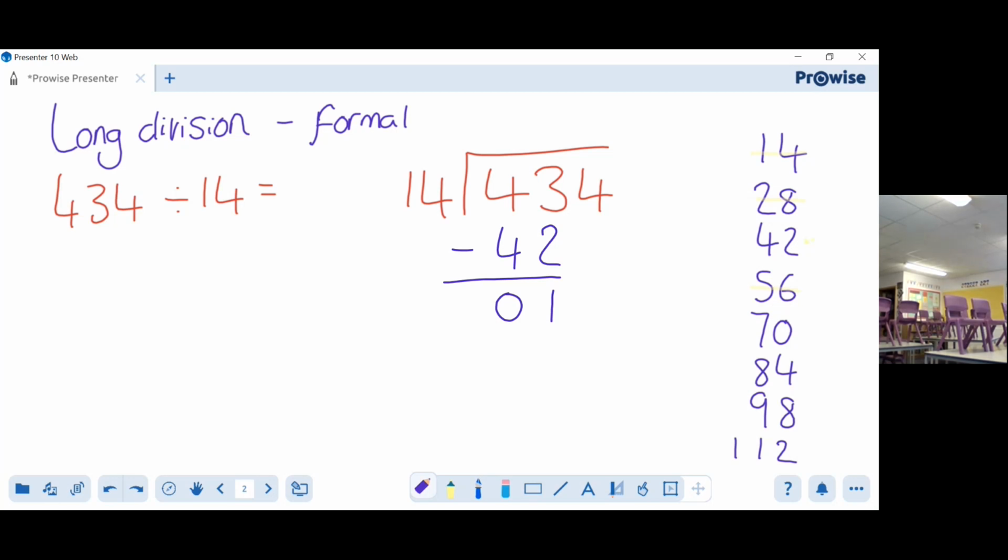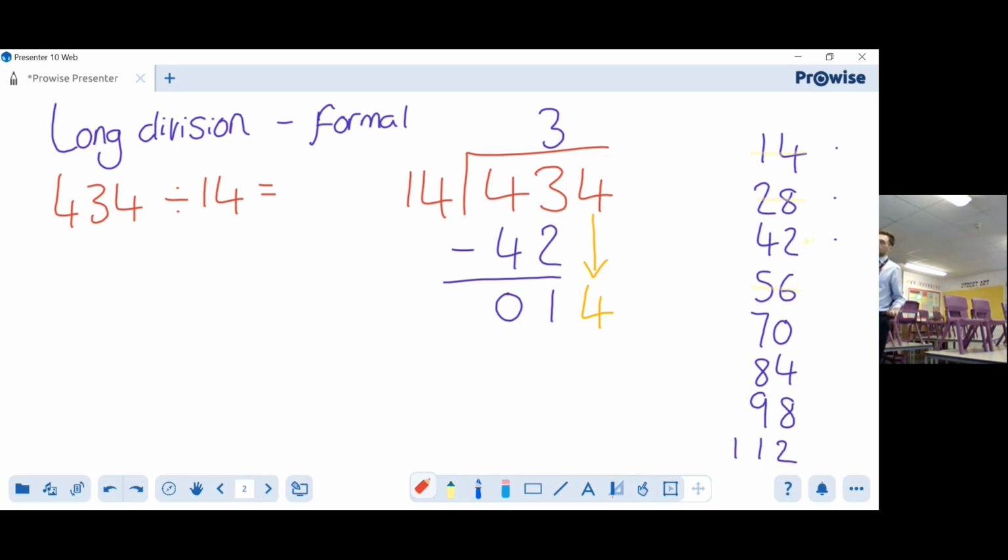Now if we look down the side, that was 1, 2, 3 times 14. That was 3 lots of 14, so we write our 3 above to show that. Now this is where our moving parts come into play, because we haven't used this 4 at all yet. He wants to get involved in the party of long division. So we bring our 4 down into that empty space.